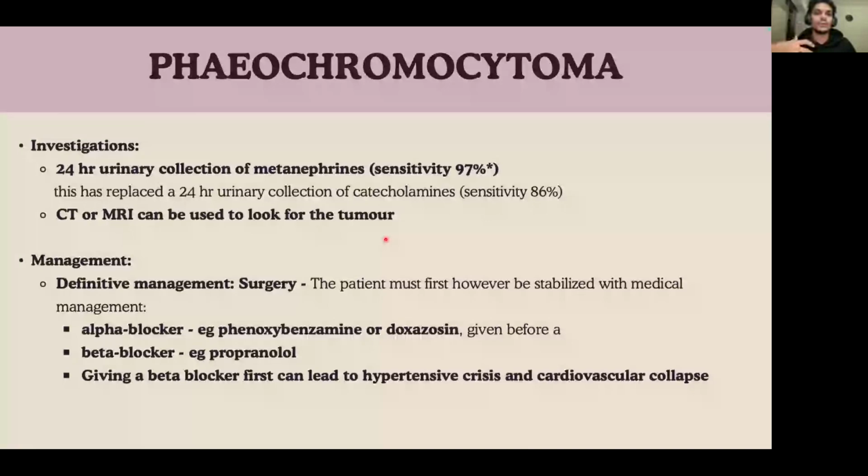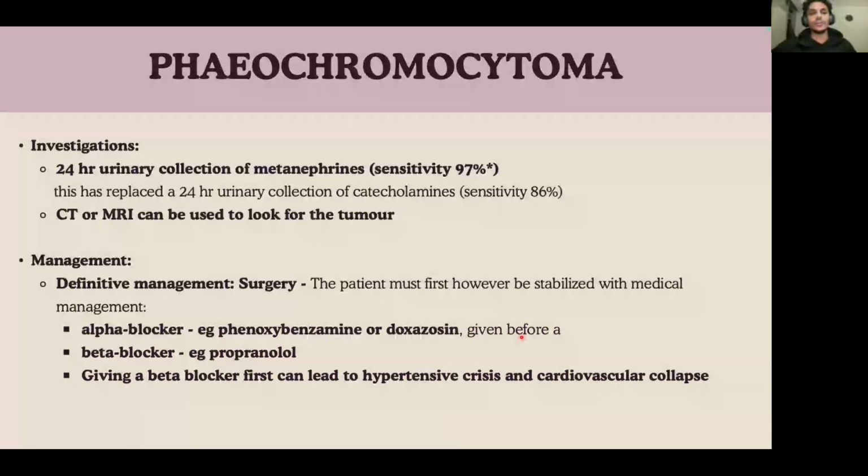You need to stabilize these patients. They can be quite unstable. Something that is not ideal in such patients is giving a beta blocker first, because it is going to lead to a hypertensive crisis and a cardiovascular collapse. This patient is going to die. Okay, you cannot give a beta blocker first in such a patient. You have to give an alpha blocker first, and usually you give phenoxybenzamine.